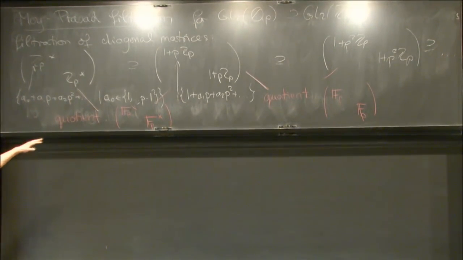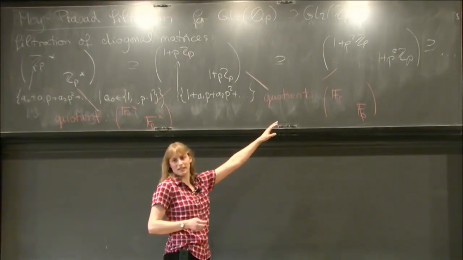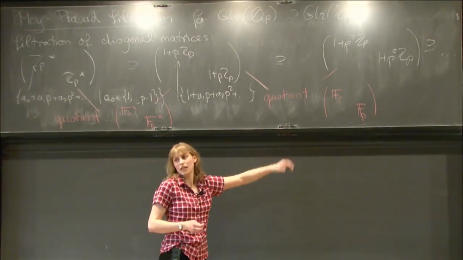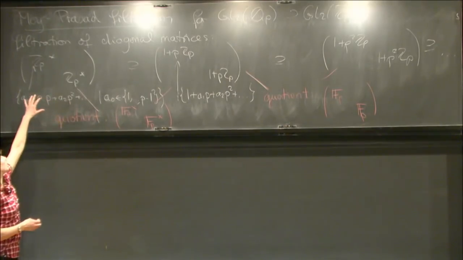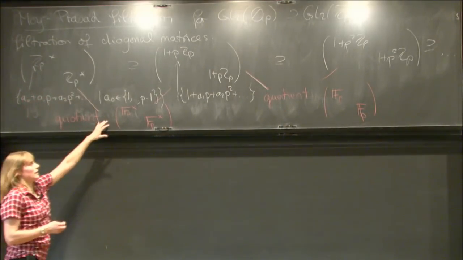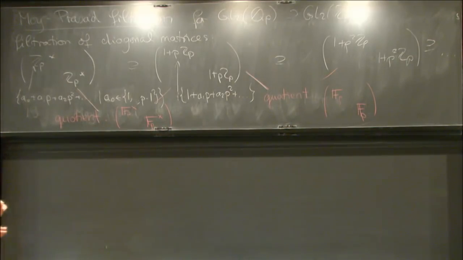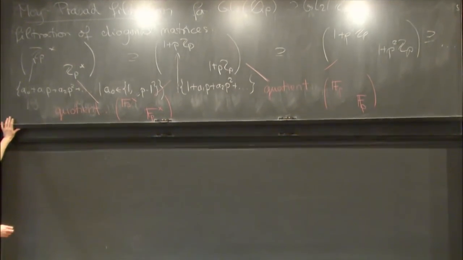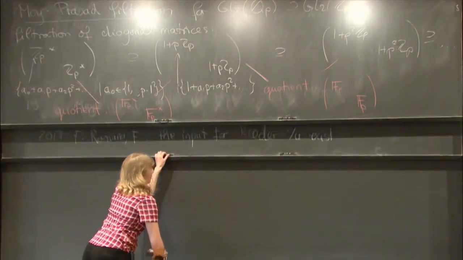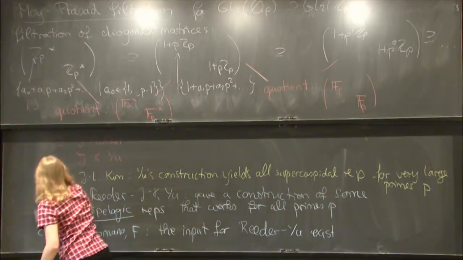So that means that the quotients are rather easy to understand. These are just some finite groups, finite vector spaces. So what we want to do in the end is to understand this infinite group by understanding all these quotients and putting everything together. That's the underlying strategy. These are the diagonal matrices. Now we have to look at the other matrices.